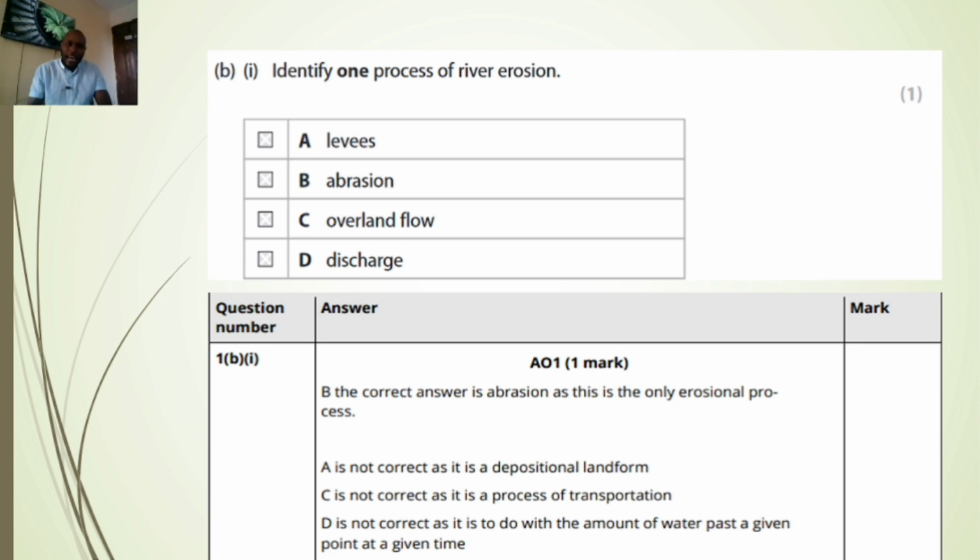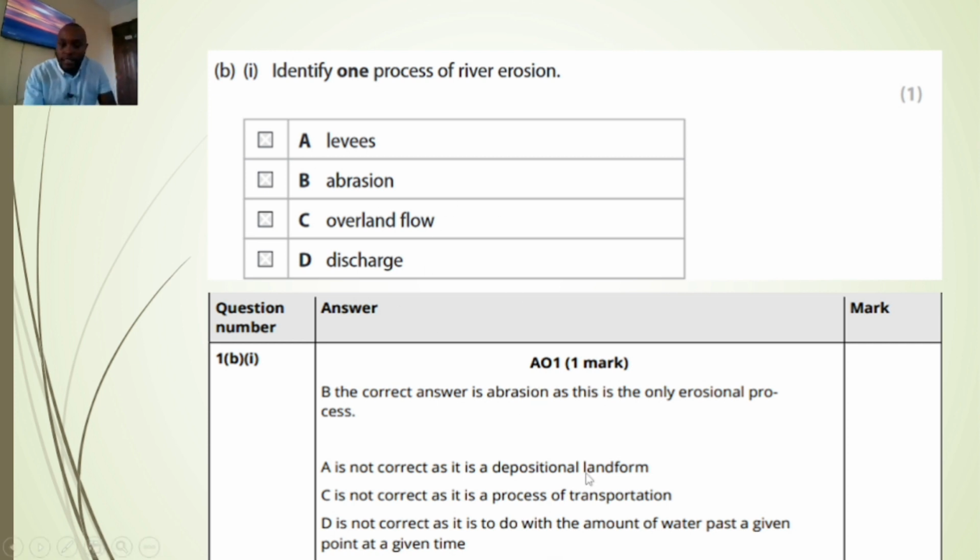You remember the sandpaper action, whereby the river uses its material, the load, to rub against the sides or even the bed of that river. Levees are a landform. We will talk about it in part 5, so make sure you subscribe. Overland flow, that is the hydrological cycle, the overland flow or surface runoff. Discharge, when we talk about drainage basin, is the amount of water carried by a river at one given time. So the right answer here is abrasion.